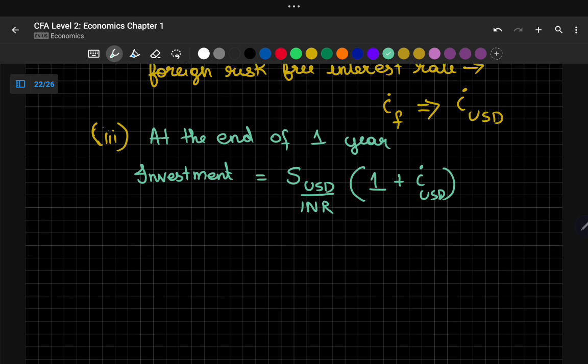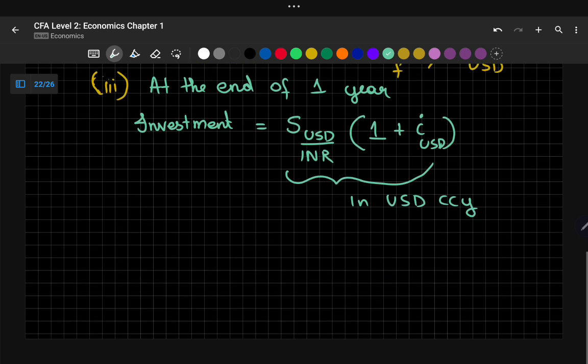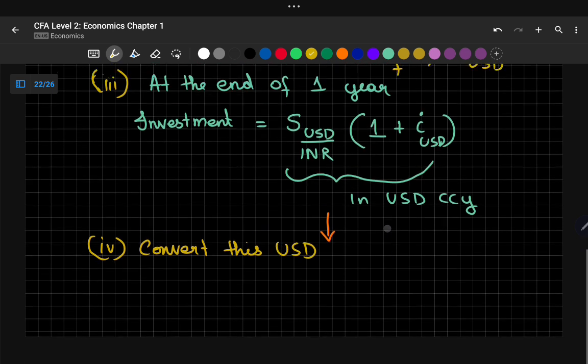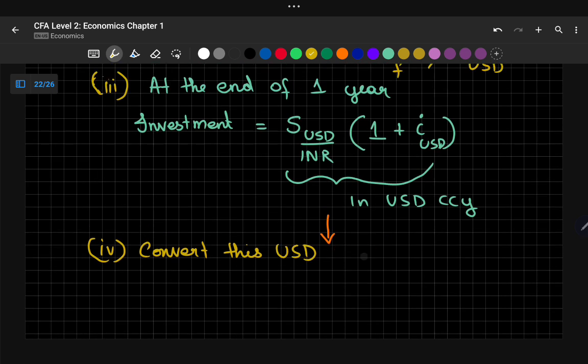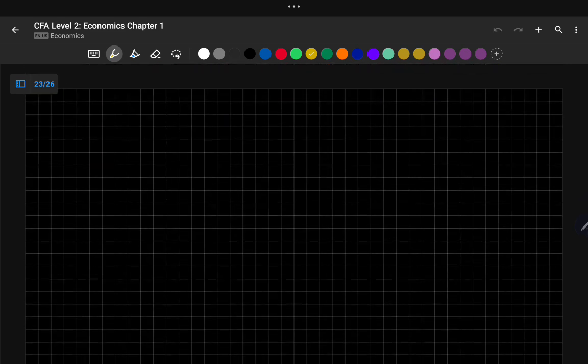Okay. So now we got it, but this investment is denoted in which currency? This is in USD currency. This investment return is in USD currency. So now the investor initially invested INR and wants to get the return in INR, right? So now the fourth point is the investor will convert this USD amount return back to INR. Okay. So now to convert USD to INR, this is the important point.